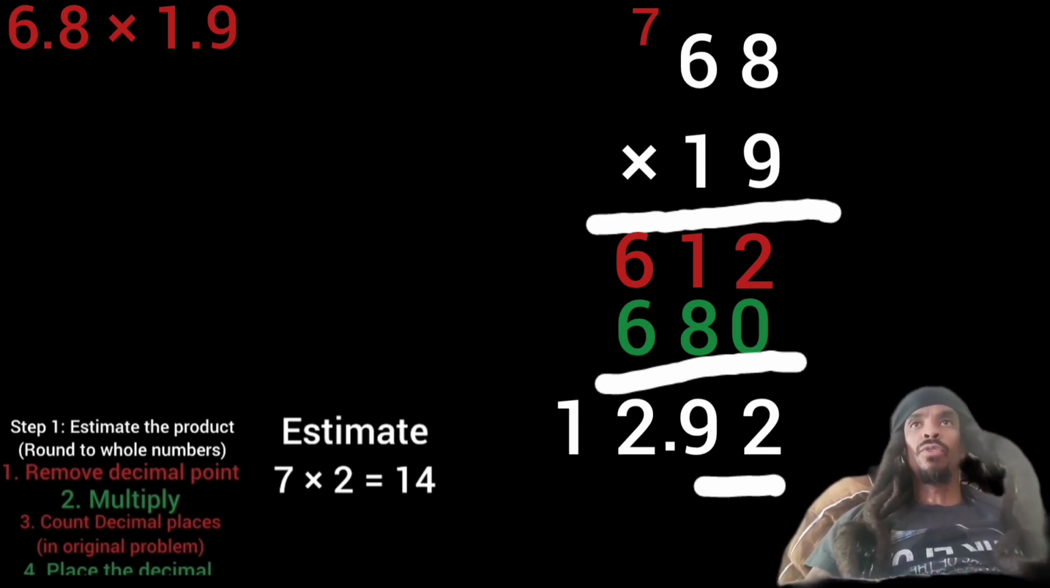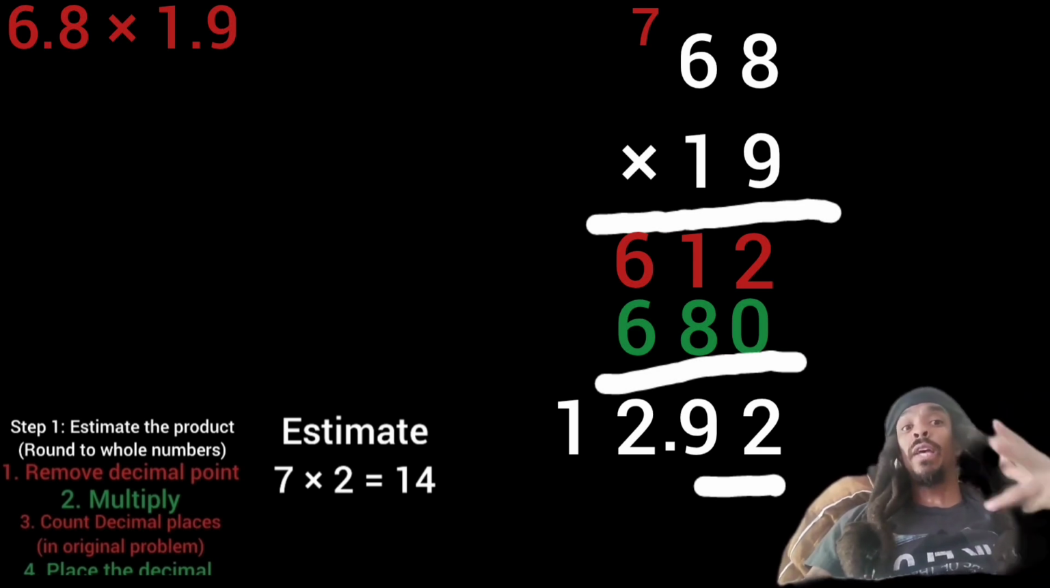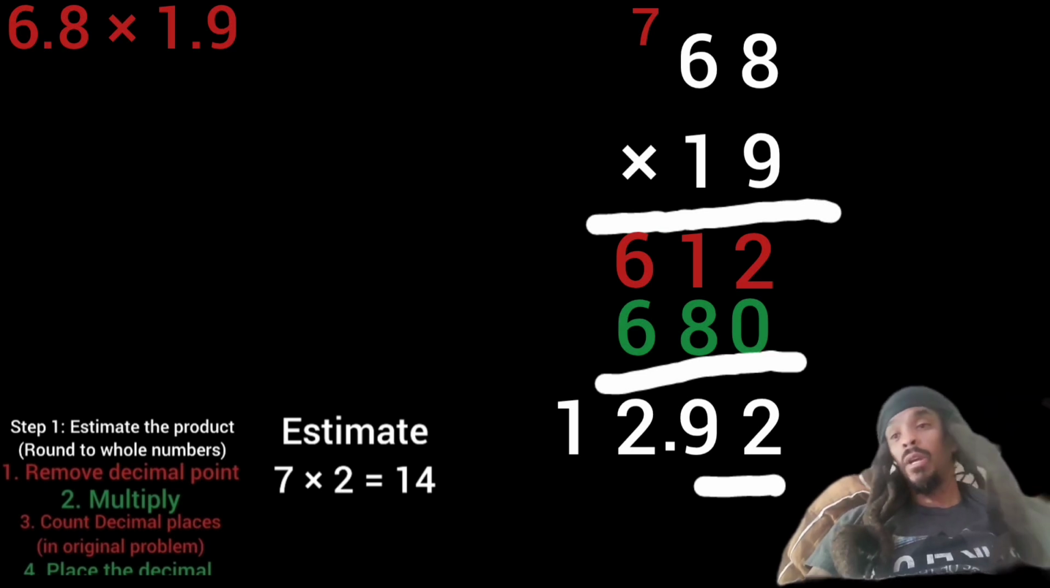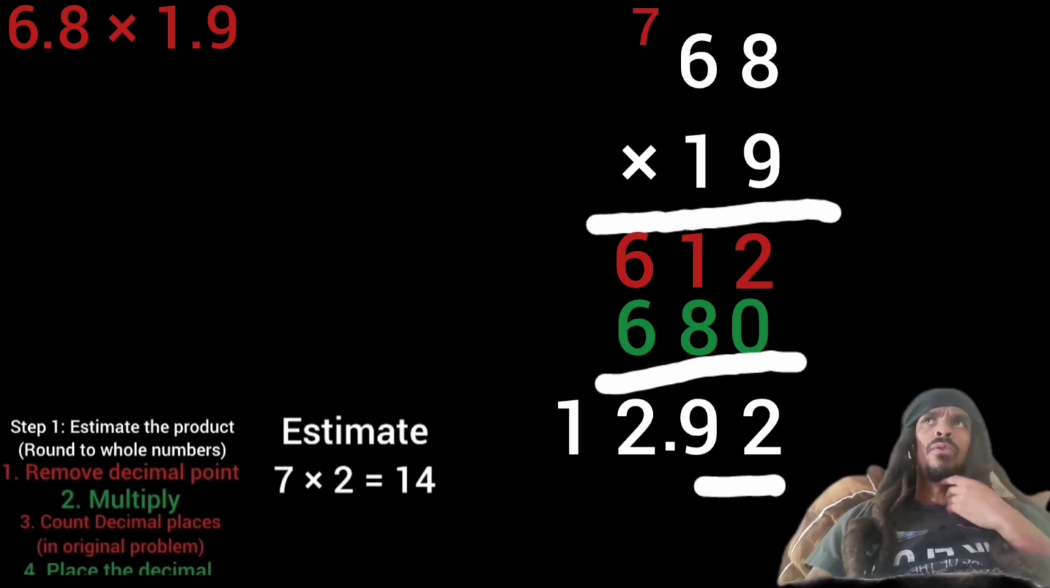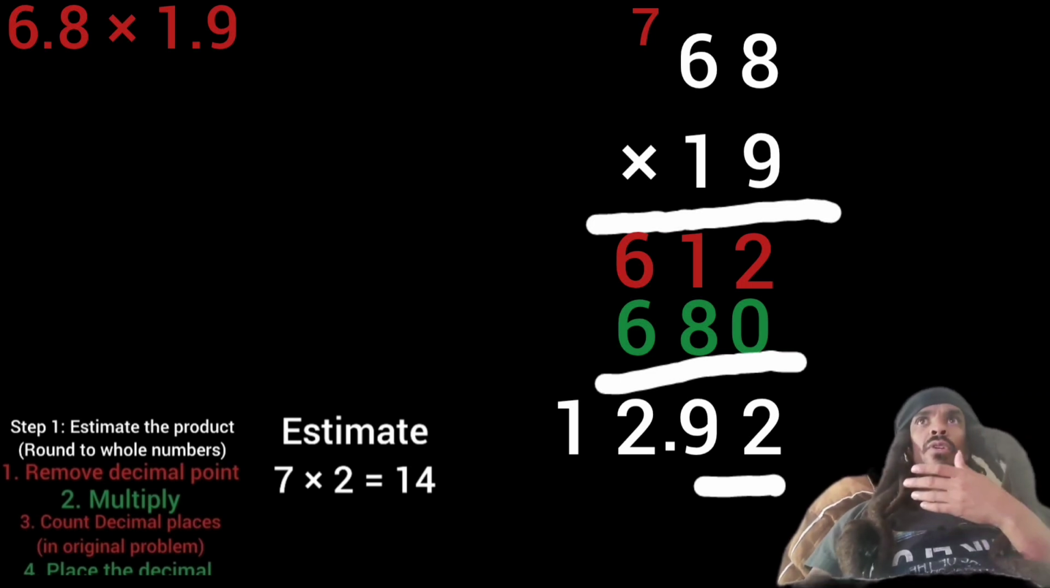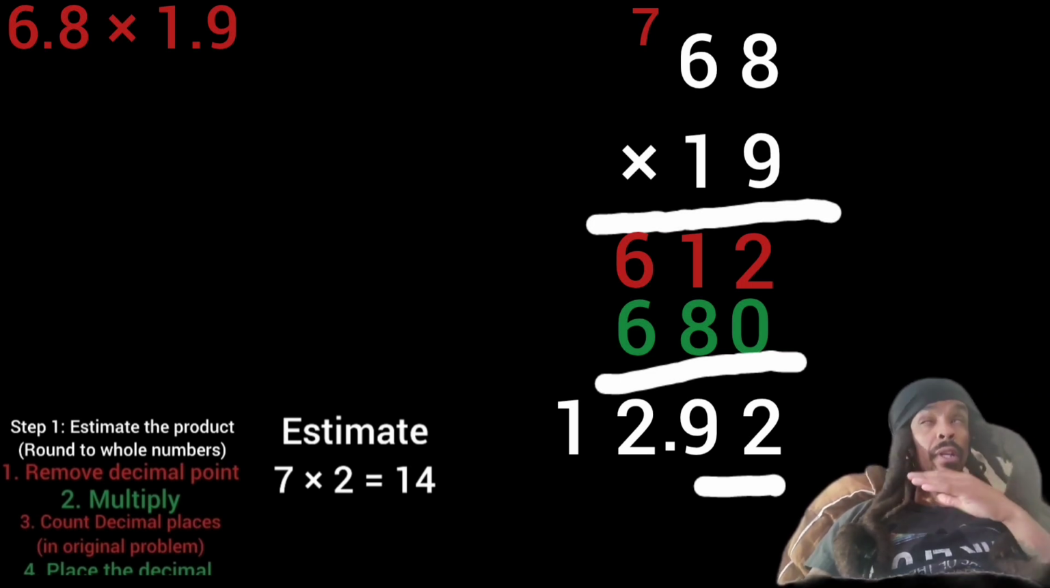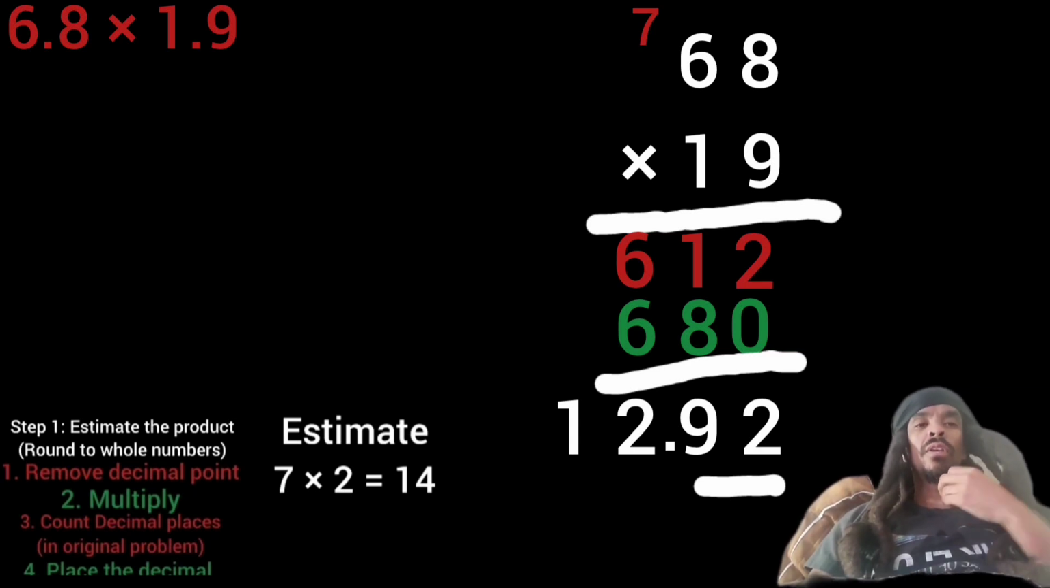First, you can tell by knowing that in our original problem there are 2 decimal places, so our answer has to have 2 decimal places. But I also want you to use the estimate to check it. Look at it and say, hey, my estimation was 14 and now my answer says 12 and 92 hundredths. 12 and 92 hundredths is pretty close to 14. So that's a safe bet.